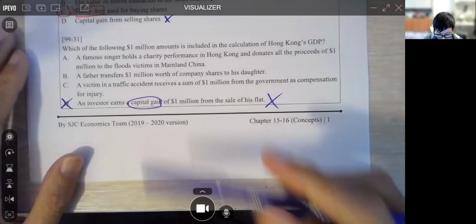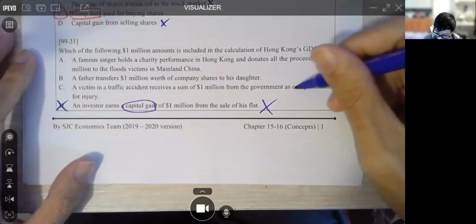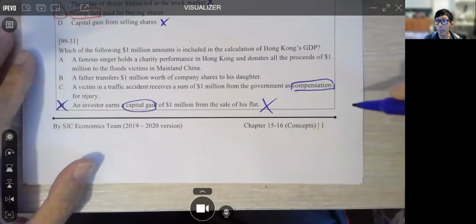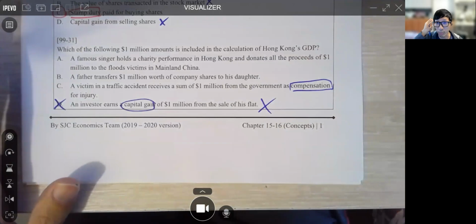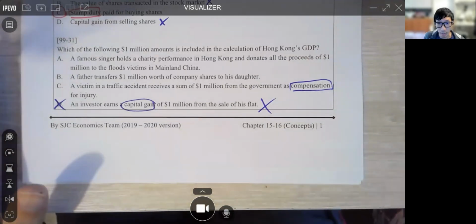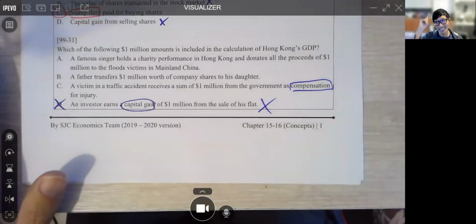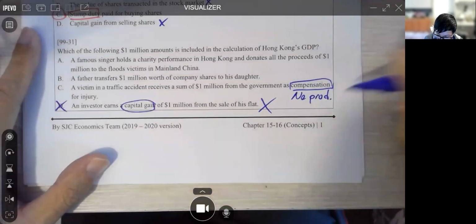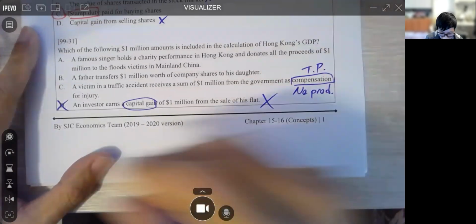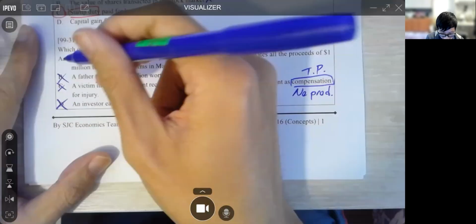OK，好第二個啦。A victim in a traffic accident receive compensation，賠償有冇 production 啊？No, you get injured, you get money, there is no production。唔通我受傷撞車都叫 production 咩？我即刻落街俾人撞。OK, it won't happen. I was joking. OK，所以 you see there is no production. What do we call this? We call this transfer payment. OK，嗱 B, a father transfer，唔講啦 transfer. So answer should be A here.